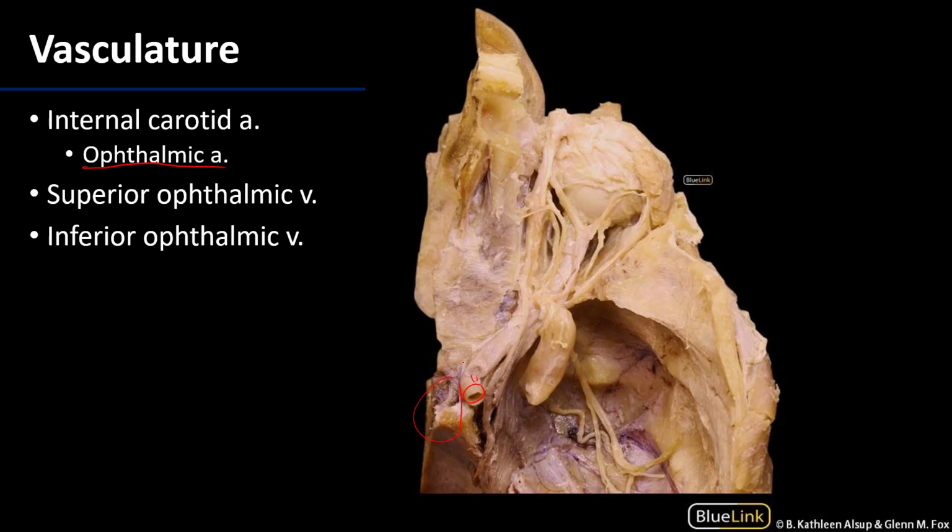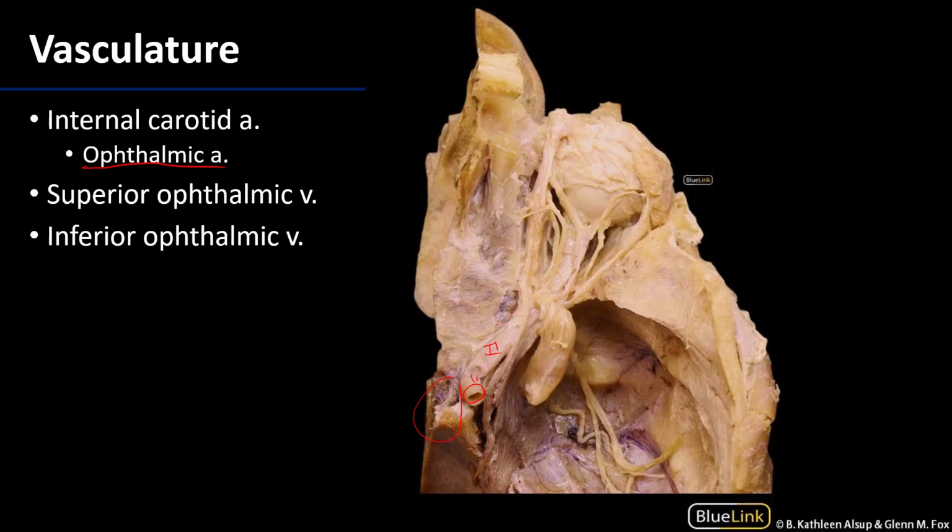That ophthalmic artery then travels along with the optic nerve, which we can see here, through the optic canal into the orbital space. And it is going to have many branches, some originating before the canal, some within the canal, some distal to the canal.